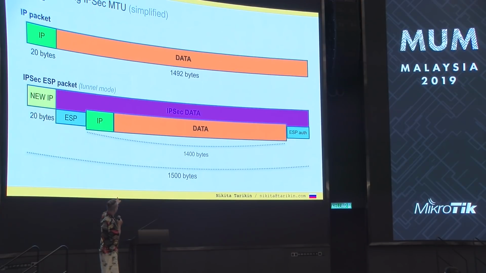You have a packet that can fit inside. So the new encapsulated packet can only fit in 1,400 after all the IPsec stuff. After all encryptions, you can only carry 1,400 bytes.